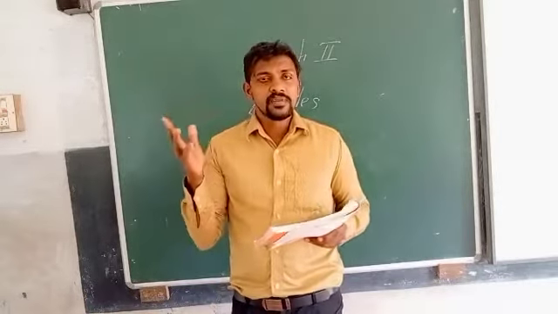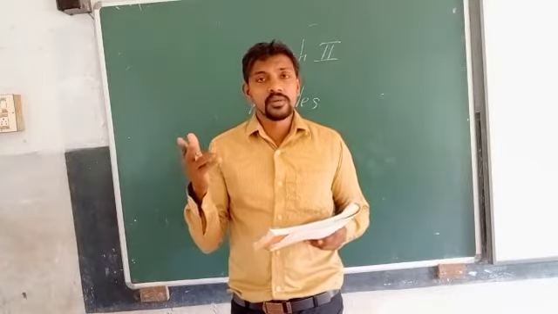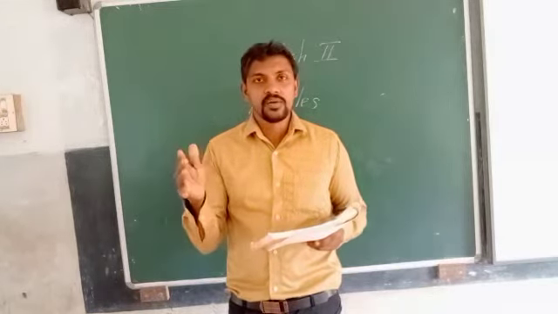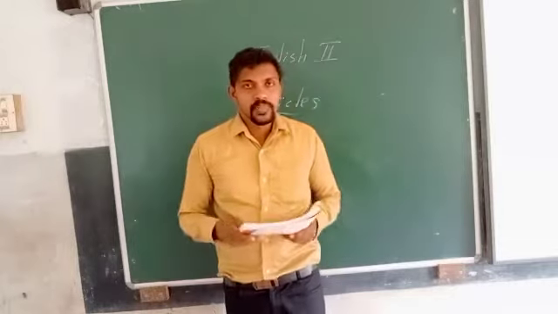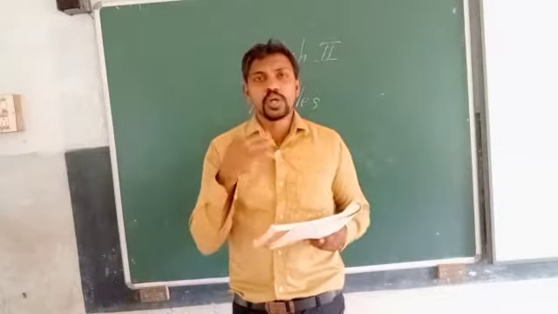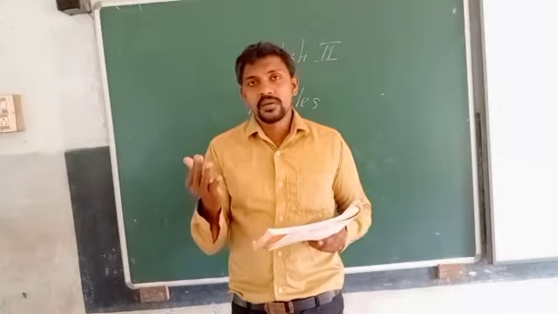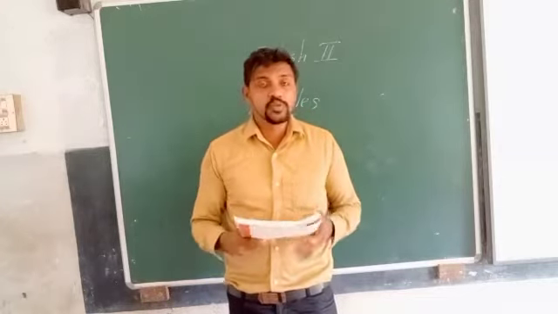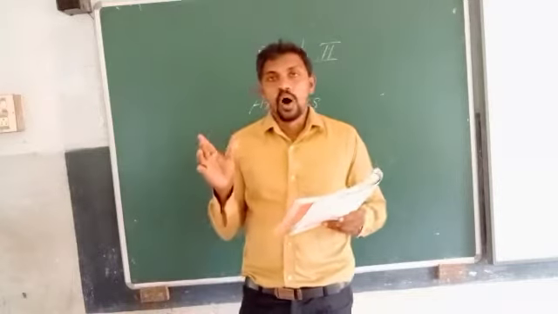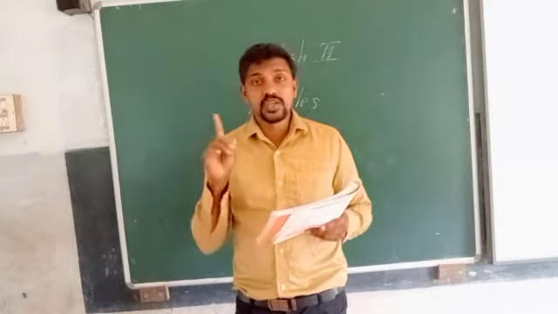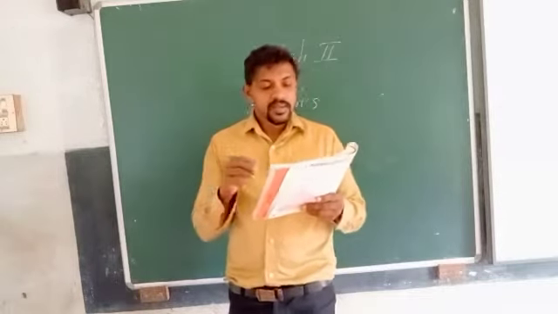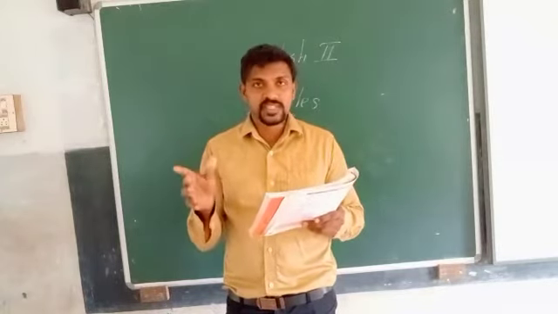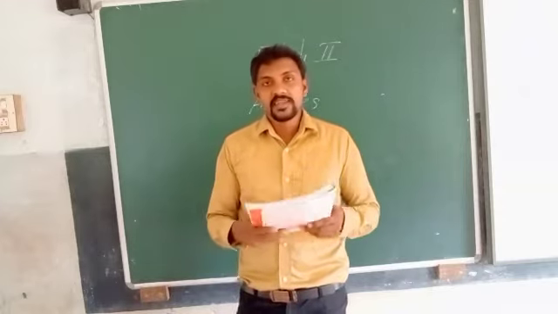If you have a vowel sound when you pronounce the word, you have to use an. If you don't have the vowel sound, you have to use a. Listen: boy is not a vowel, it is a consonant, so a boy. Girl is a consonant sound, so a girl. Fan, the fa sound is a consonant, so a fan.